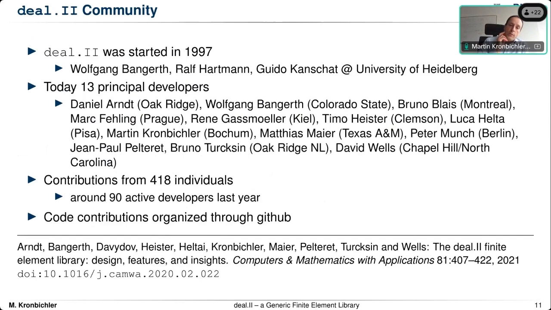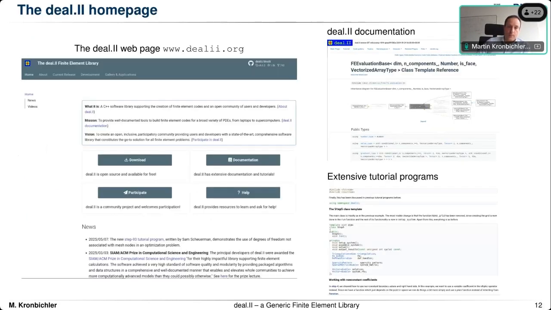The last time I checked, there were 418 individuals contributing to the library and around 90 or 100 who contributed in the last year. As I told you, it started in Germany. Many of the people actually moved on to the US, but we have a solid EU base with several Italian colleagues, Luca Heldai and me in this Center of Excellence. And then we have several more people in Germany and collaborators all around in Europe who are working with us. So I think this is really a very good example of our code.